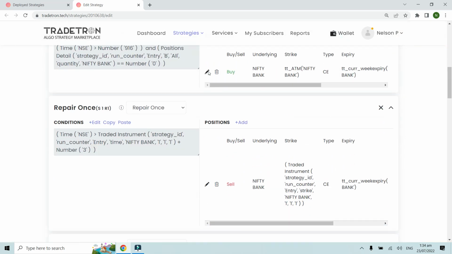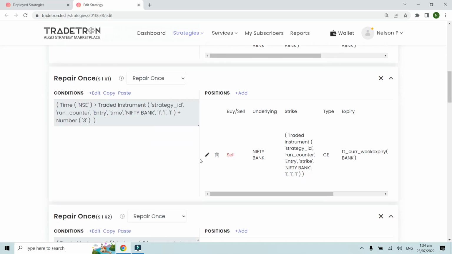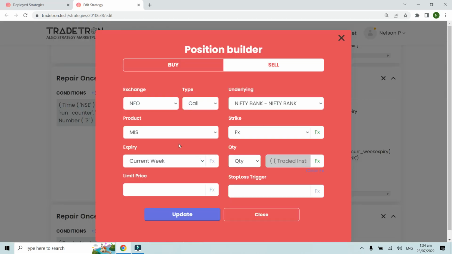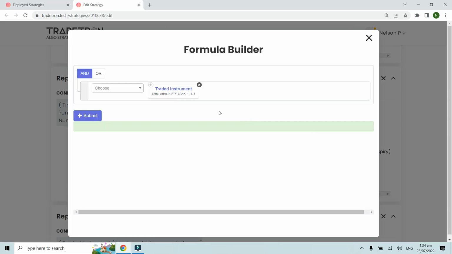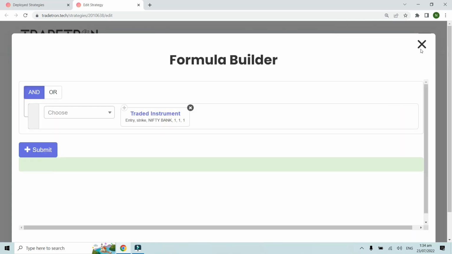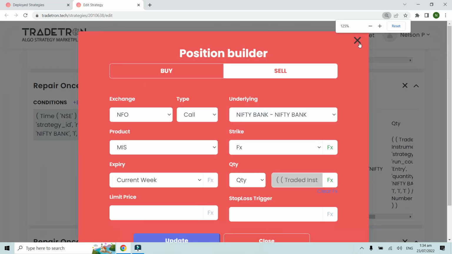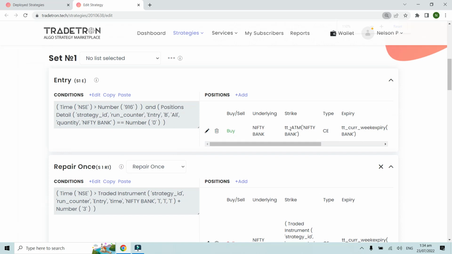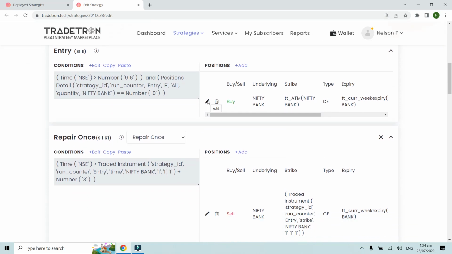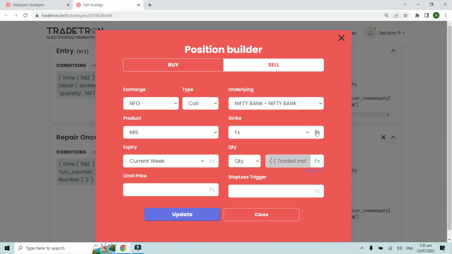I have bought 8 lots over here, and after that we are going to sell a few lots. How many are we going to sell? That is what we are going to see. In this cell we have selected NFO call option Nifty Bank intraday MIS, and then the strike FX. It's important that in the strike FX we also put this formula, traded instrument strike 111. If you don't select this strike, then it will not select the same quantity that has been traded in entry. That's the reason we select entry strike 111, because that is the same strike that we are going to divide.